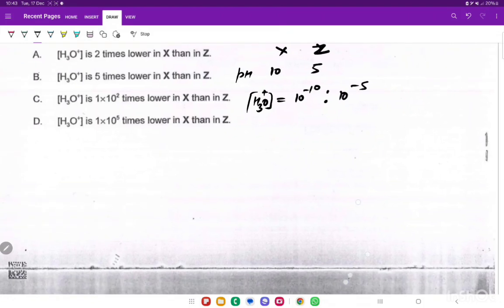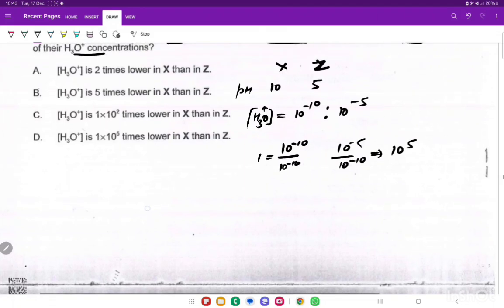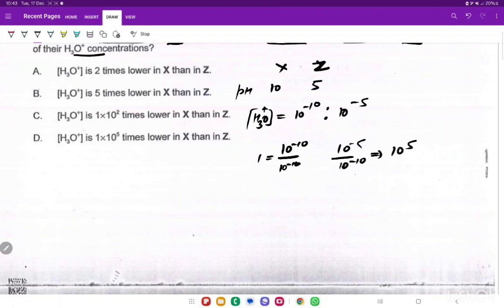So I will divide by the smallest one. 10 to the power minus 10 upon 10 to the power minus 10 equals 1, and 10 to the power minus 5 upon 10 to the power minus 10 equals 10 to the power 5. The ratio is 1 to 10 to the power 5. That is, the concentration of Z will be 10 to the power 5 times higher than the concentration of X. Or I can say X is 10 to the power 5 times lower than Z. The answer will be D only.